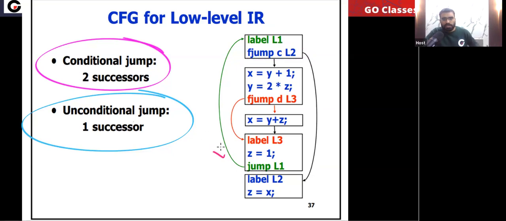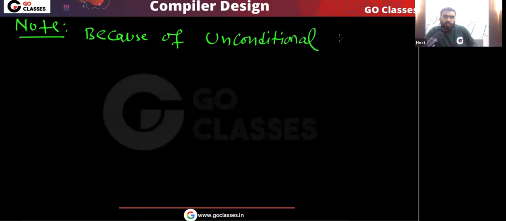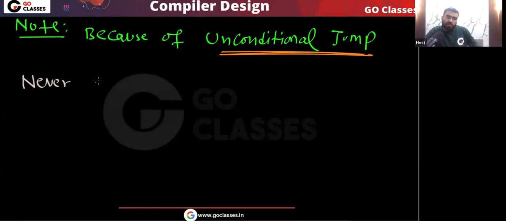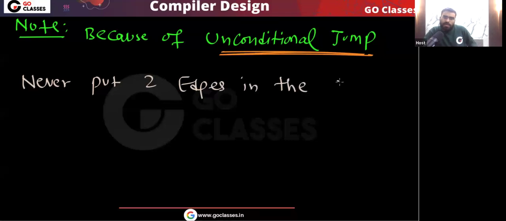Okay, understood? So just focus on this. You can notice there is no edge like this. Because of unconditional, never put two edges. So let me just write this point note. Remember, because of unconditional jump, never two edges will come. Actually, many students have a misconception. They will put two edges. Remember, because of unconditional jump, never put two edges in the control flow graph. Okay, very simple. So let's move on now.